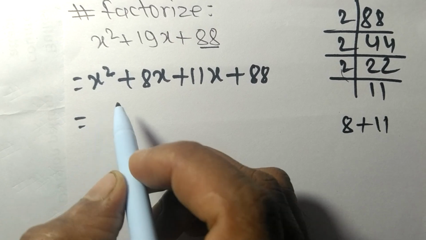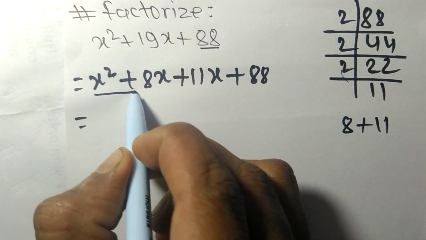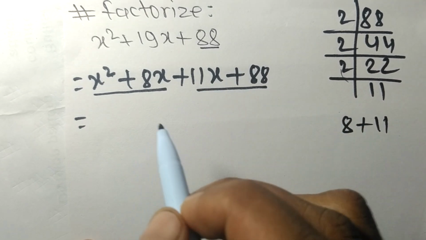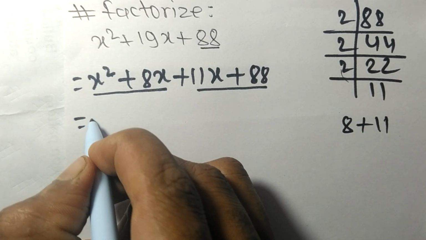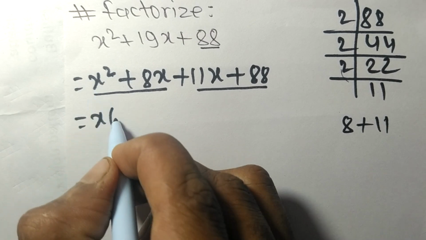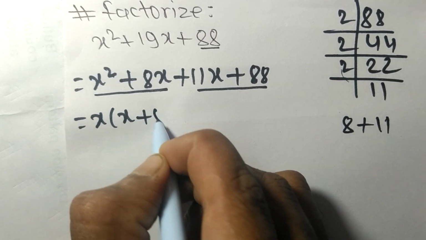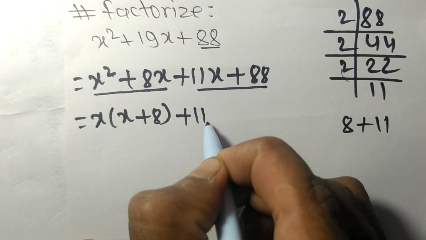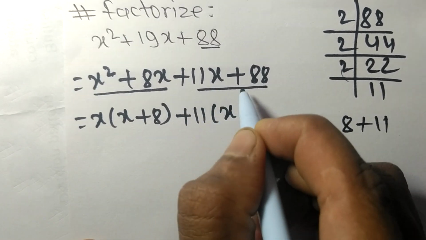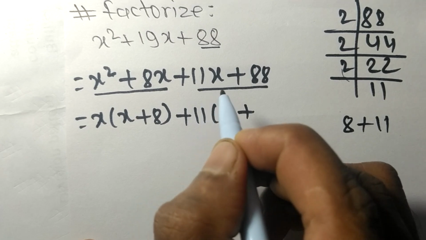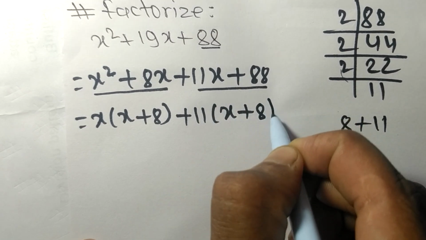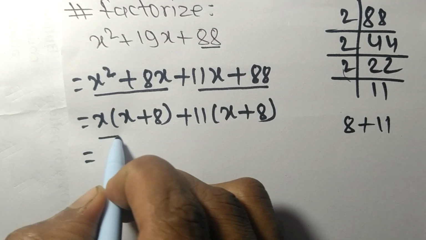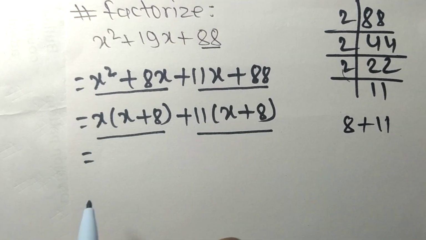So now we find the common factors in the first two terms and in the last two terms. In the first, the common factor is x, so the remainder is x + 8. In the last, the common factor is 11, so the remainder is x + 8, since 11 times 8 makes 88.